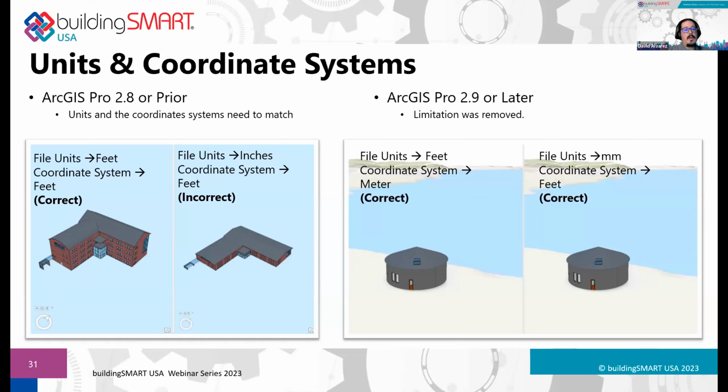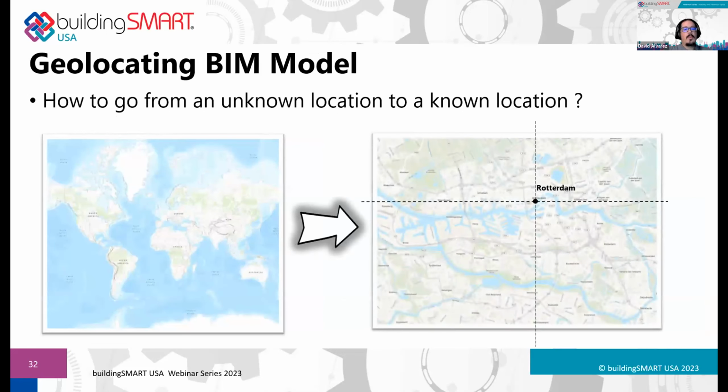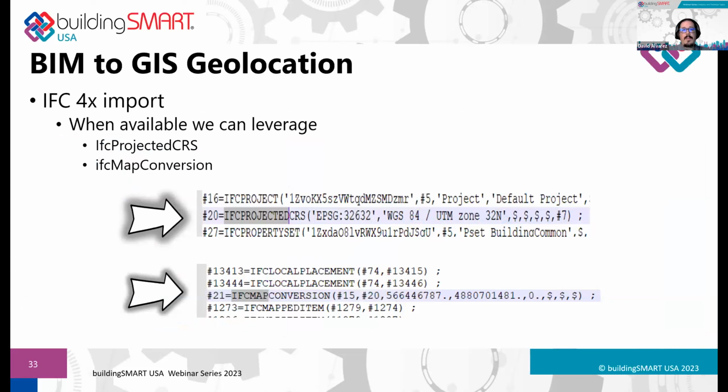So now that this hurdle has been passed, there you go, next one. We can now focus on geolocating the building model. So what that means is we're going from an unknown location to a known location. And we have done that.